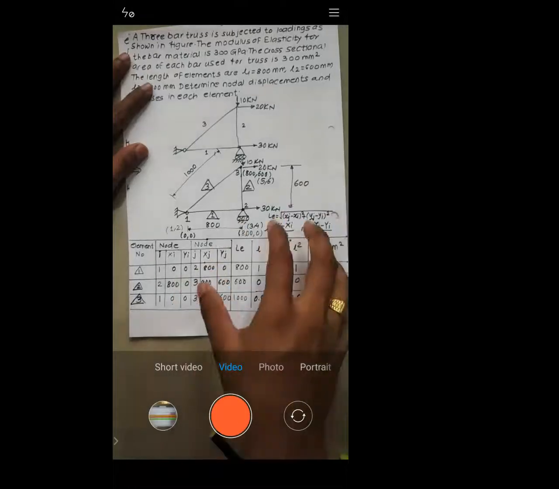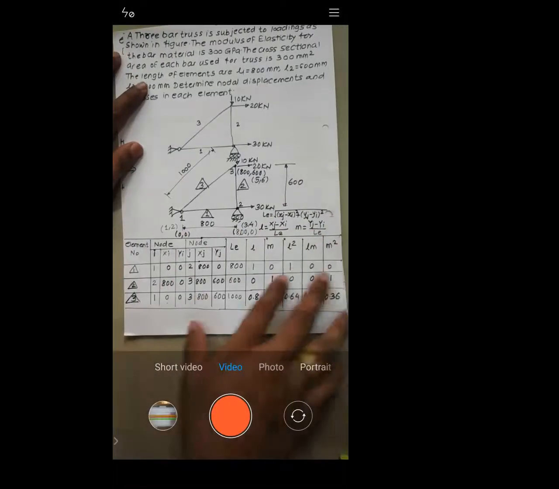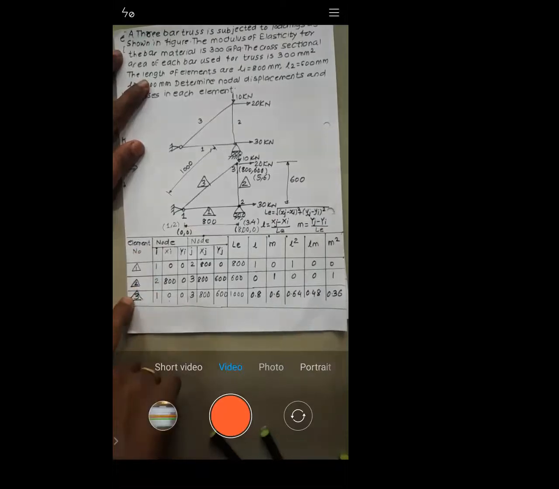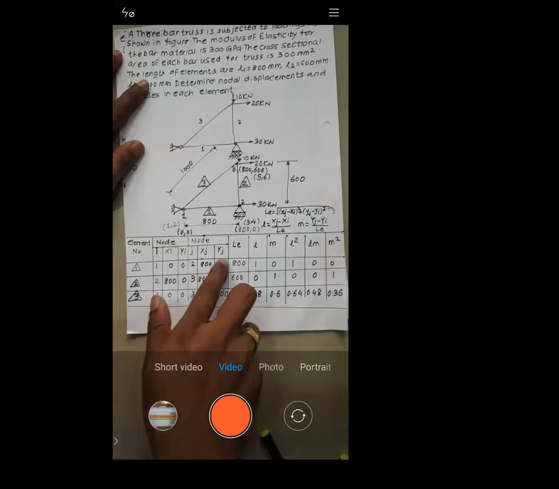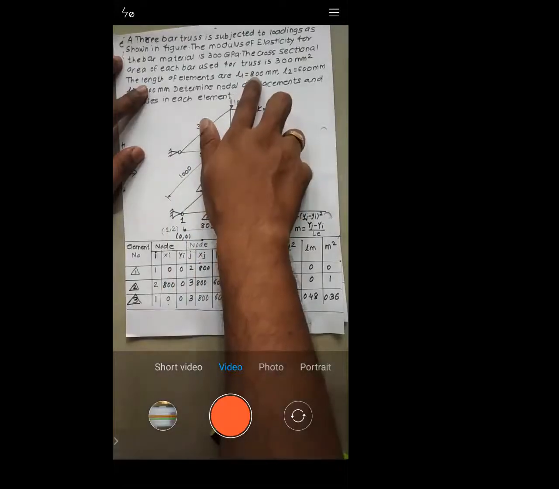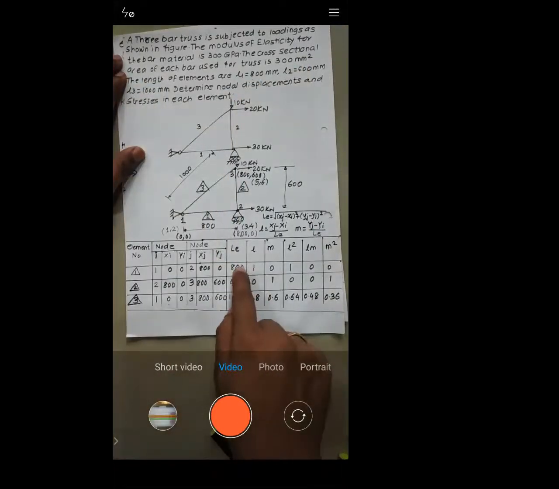Now the next step will be to form this table. In this table you have the element number: element number 1, 2, 3. Here you have the nodes between which that element lies. Element number 1 is between nodes 1 and 2, element number 2 is between 2 and 3, and element number 3 is between 1 and 3. Beside that, you write down the X and Y coordinates of every node. That I have done. The next thing required is the length of each element. The lengths are given in the problem: 800, 600, 1000. So I have written 800, 600, 1000.